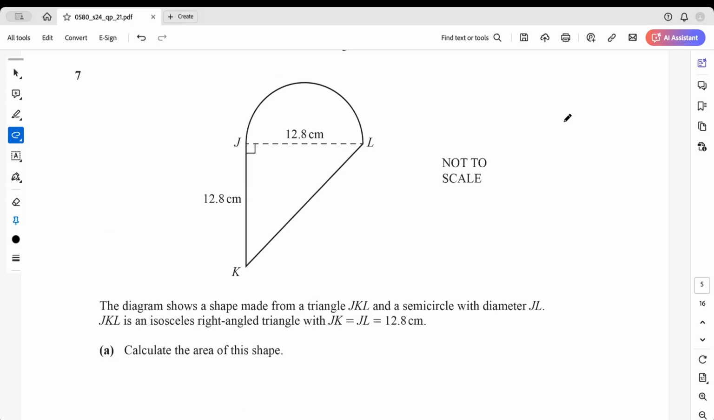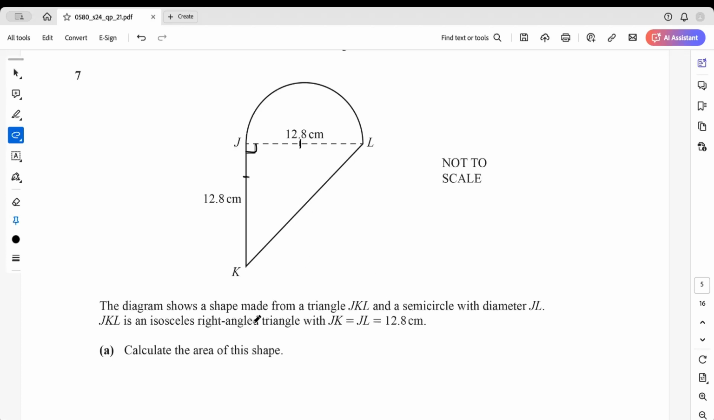Question 7. The diagram shows a shape made from a triangle JKL and a semicircle with diameter JL. JKL is an isosceles right angle triangle, so we know this side is equal to this side in length, and we know that this is a right angle. Calculate the area of this shape.